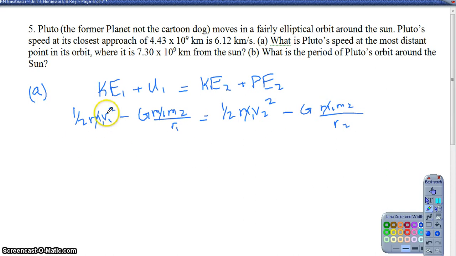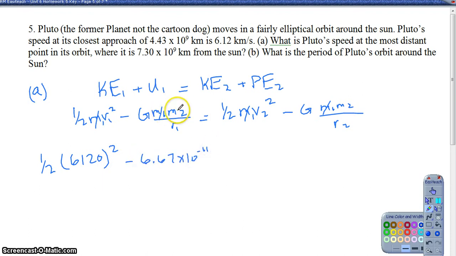So then from here, again, they've given us so many pieces that hopefully this isn't a terribly difficult problem. I've got 1/2. They do give me the initial velocity. Keep in mind it is in kilometers per second, so I'm going to go ahead and convert that to meters per second. I'm going to make that 6,120 meters per second squared. And then minus 6.67 times 10 to the negative 11th.